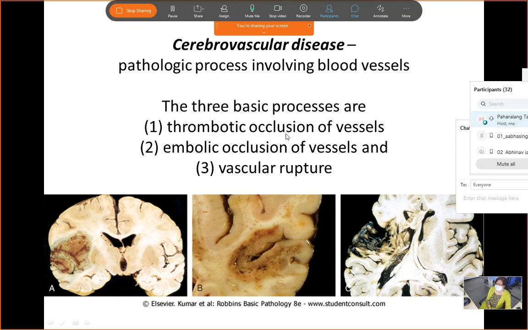One is a thrombotic occlusion of the vessel itself, or it could be an embolus which has gone and occluded the vessel. This is a very common phenomenon, embolic occlusion of vessels. And it may be a vascular rupture. You can see here, when there is thrombotic occlusion, there is an underlying cerebral infarction. You can see that the brain doesn't look normal. This is a normal part, and here this is infarction. These are also areas of infarction, and this is an area where there is hemorrhage.